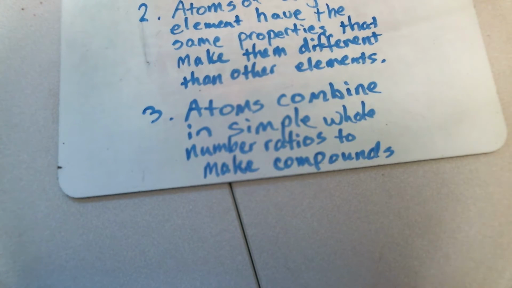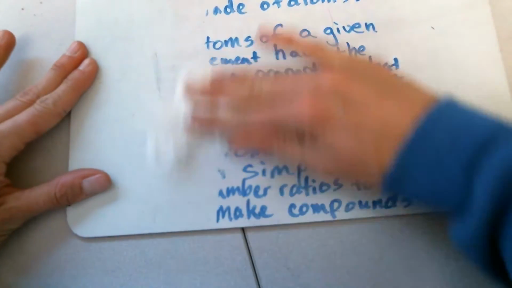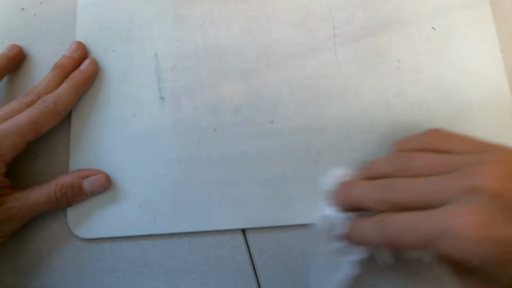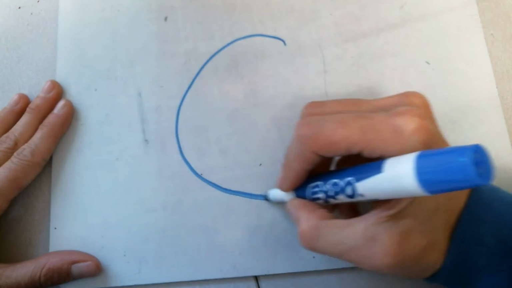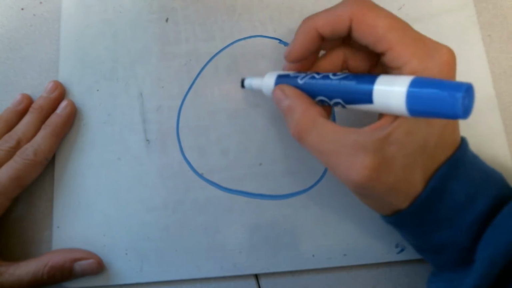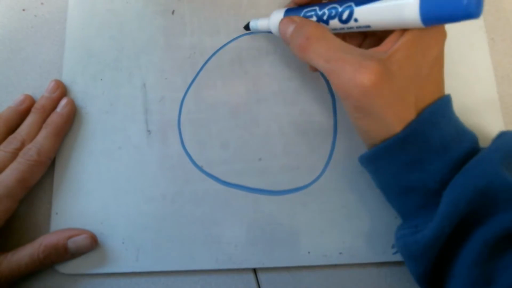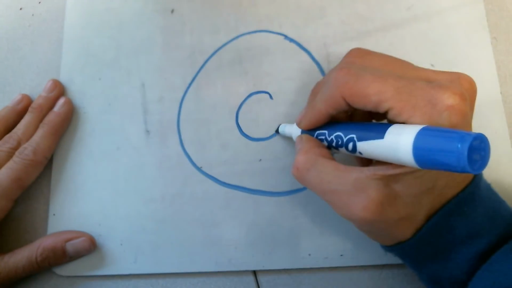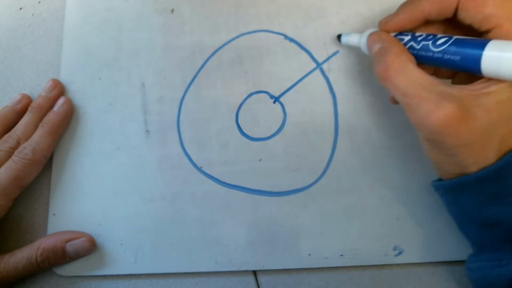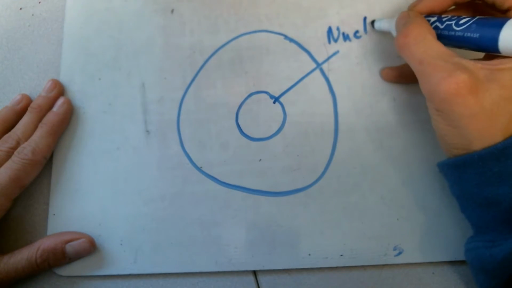So when we talk of atoms, they're composed of three main parts that we're going to talk about in this class. So let me draw you a picture of an atom to give you an idea here. So we're going to call this the atom. Inside the middle of the atom is our nucleus. So we call that the nucleus.